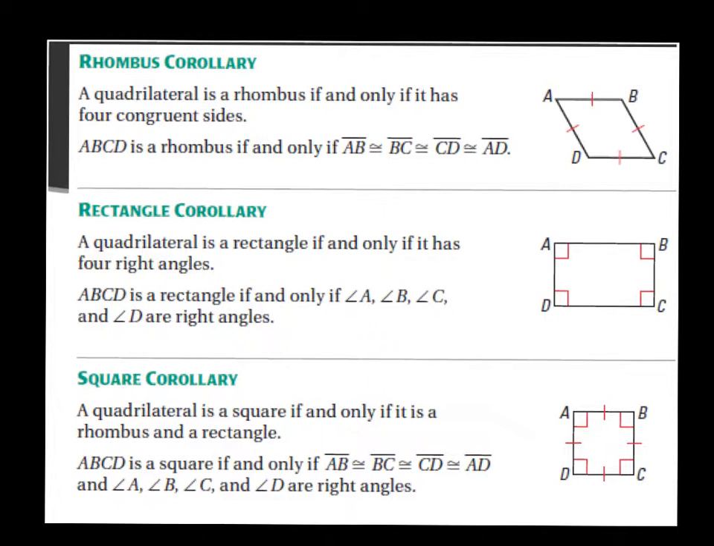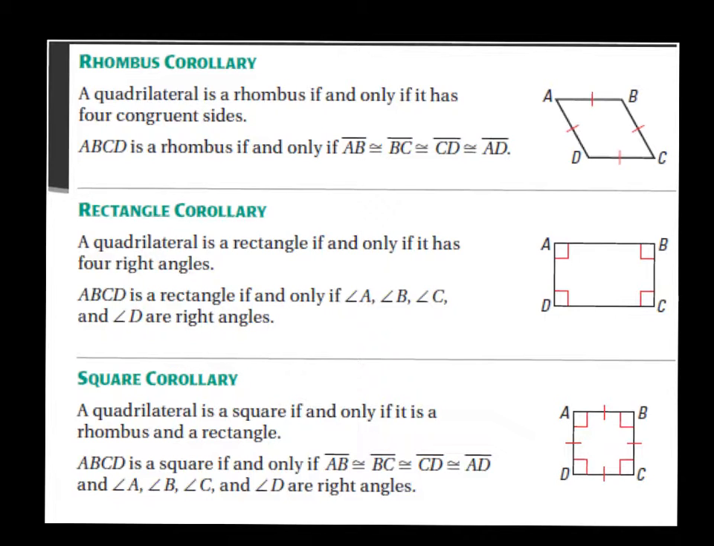The rectangle corollary: a quadrilateral is a rectangle if and only if it has 4 right angles. So if it's a rectangle, then you know it has 4 right angles. And if it's a quadrilateral that has 4 right angles, you know it's a rectangle. And then the last one: a quadrilateral is a square if and only if it is a rhombus and a rectangle. So if it's a square, you know it's a rhombus and a rectangle. And if it's a rhombus and a rectangle, you know it's a square. So those statements can be written both ways.